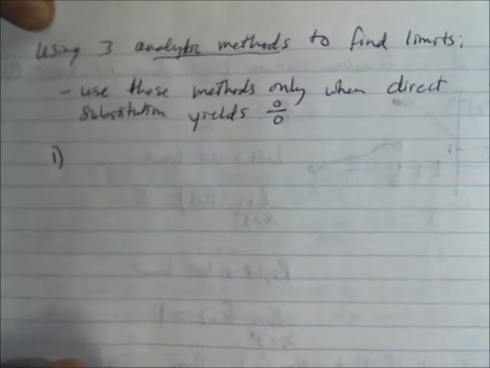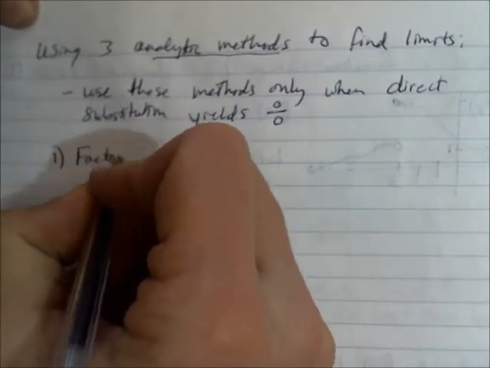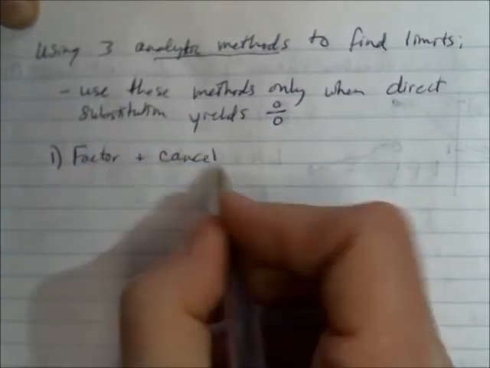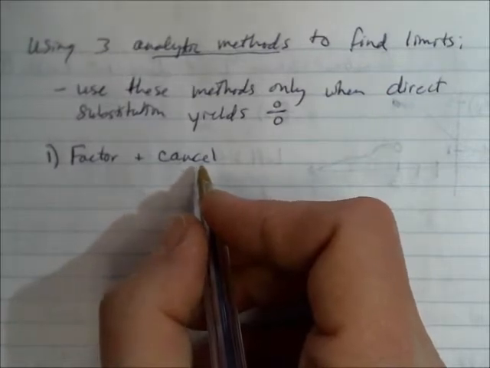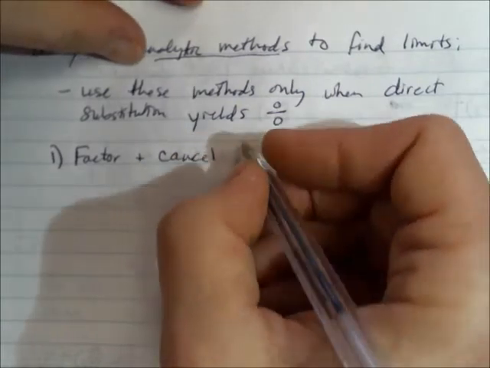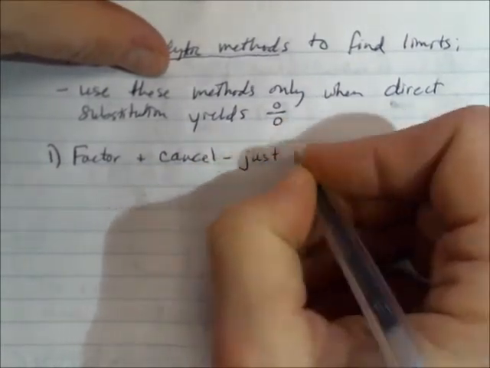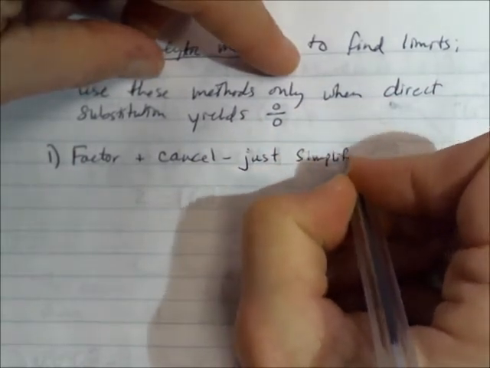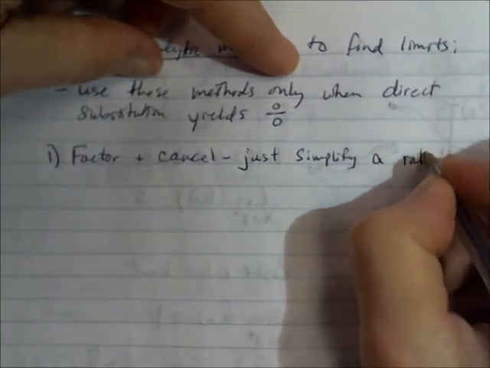So the first analytic method is just called the factor and cancel method. That's when you have a fraction that has a factorable numerator or denominator. Just simplify a rational expression. And you've done that a lot since probably Algebra 1. Just simplify a rational expression, which is just a fraction.